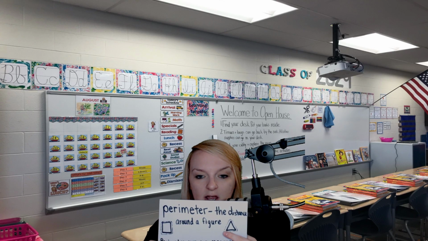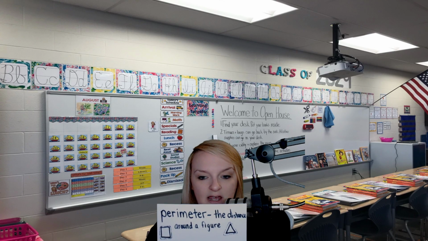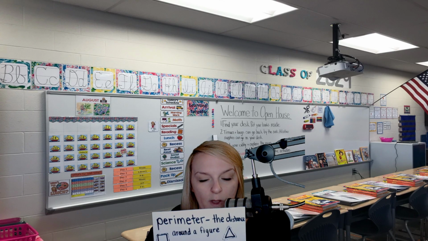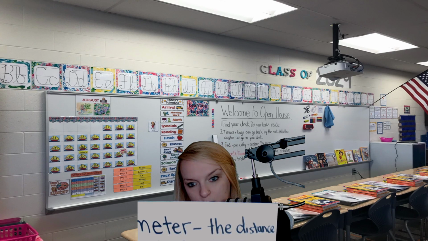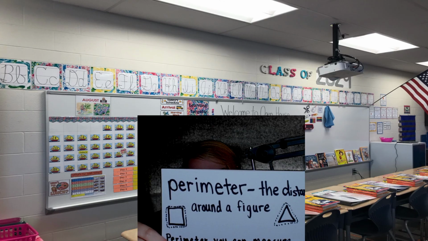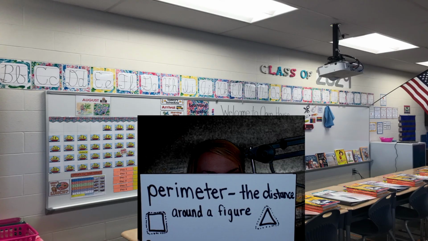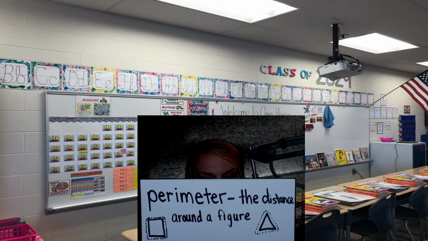Same here for the triangle. I have little dots to figure out how much it takes to get all the way around it. I'm going to put that up a little closer for us. There we go. So you'll see, perimeter is how much it takes to get all the way around.